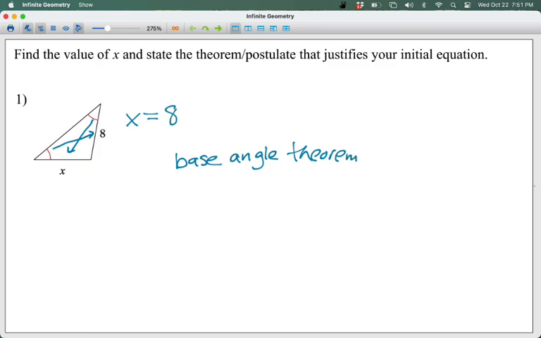I hope that you noticed that when we started off with the angles and went to the sides, this was the converse. This is the converse of the base angle theorem. Okay? All right, let's go to number 3.